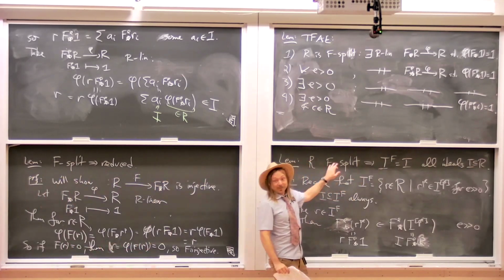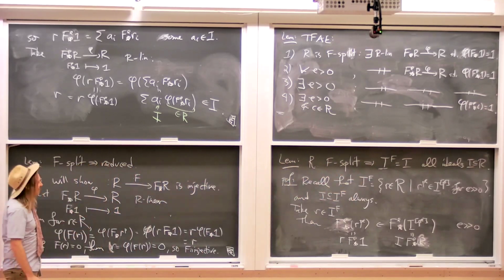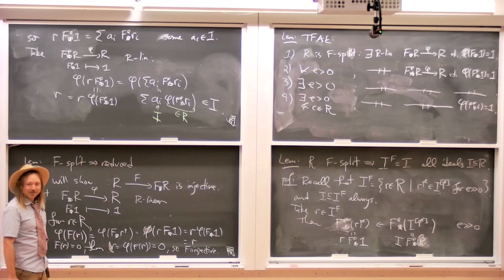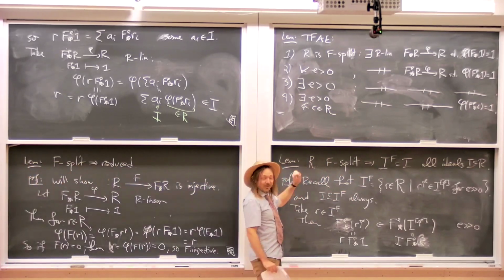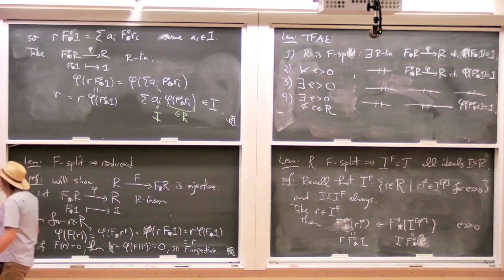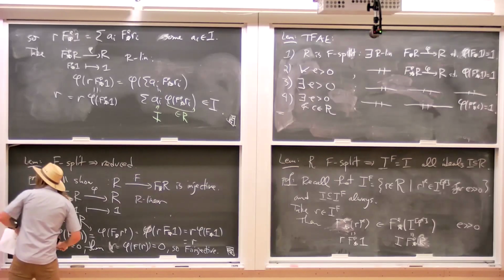If every ideal is Frobenius closed, then R is F-split under mild conditions, approximately Gorenstein, whatever that means. And good, very good. Other questions? Cool.